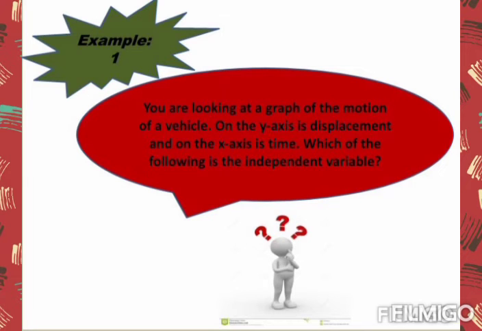Okay students, here is a question for you. If you are looking at a graph of the motion of a vehicle, with displacement on the y-axis and time on the x-axis, which of the following is the independent quantity from those two quantities plotted on the graph?